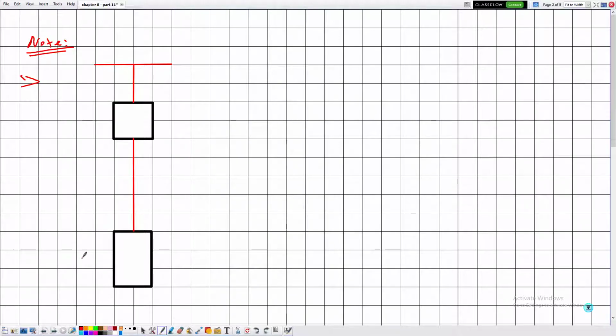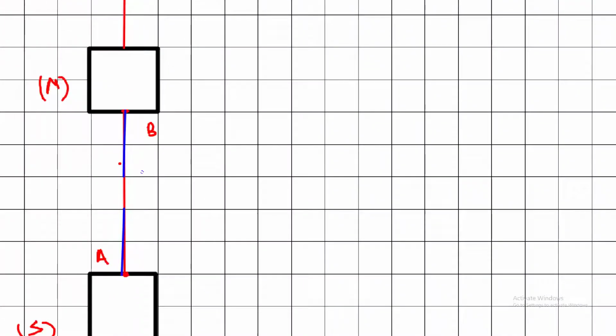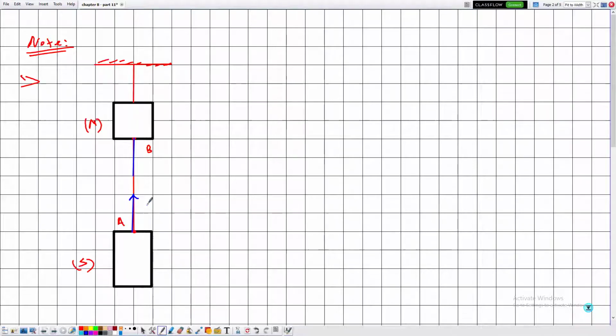So here suppose we have the solid S, the solid M, and this is a support, and they are connected by two strings that are inextensible. This is the point A, point B, the points of contact respectively. We have the tension here T1, and here we have another tension. Notice that I have represented these tensions having the same length just to indicate that they have the same magnitude. So in this case we have that T1 is equal to T1 prime, and the reason is given by an inextensible string.